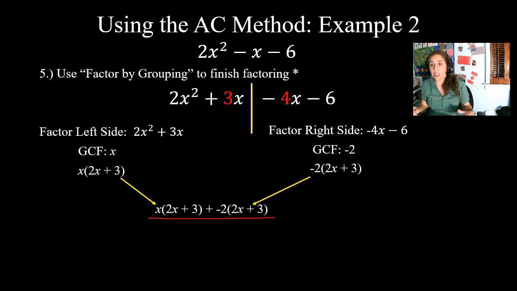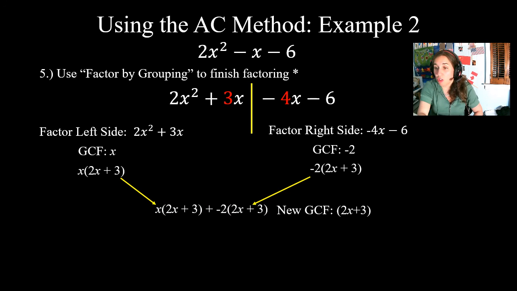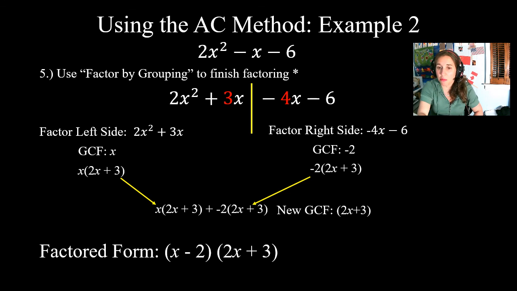When you do the AC method and you get to this factor by grouping stage, and you've factored both the left and the right side, the new GCF should be completely obvious to you, right? It should jump right out that both of these terms share a 2x plus 3. Your new GCF should be incredibly obvious to you. So my new GCF is 2x plus 3, so I'm going to factor that out and write it in its new factored form. And when I do that, I'm left with x minus 2.